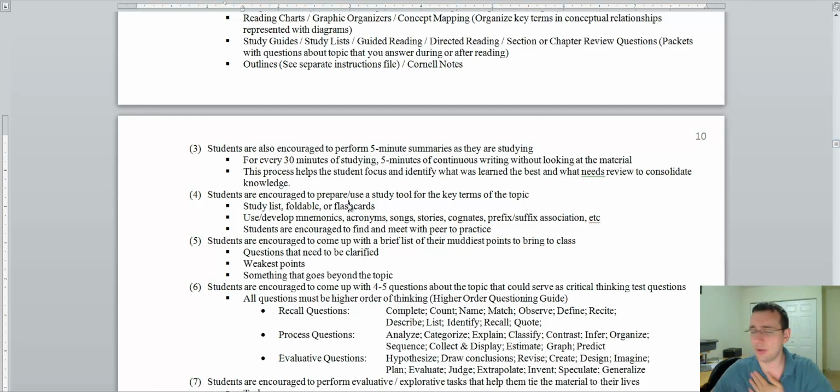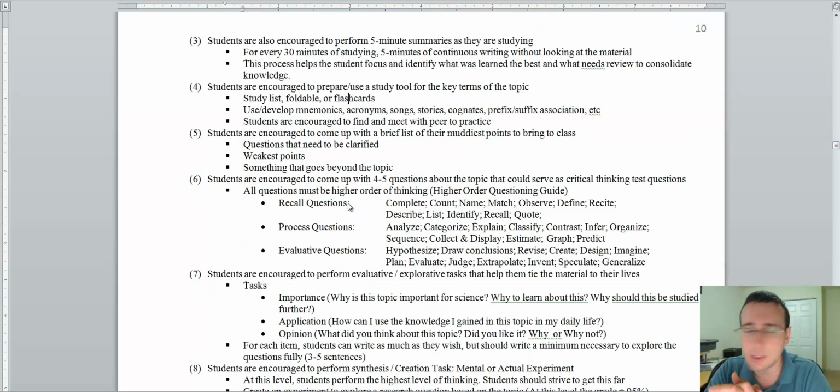Students are also encouraged to prepare using a study tool. Now, once you have collected the information, we're going to go into the next part of what you need to do: a good student studies the information. There's the collecting information part, and then there's the learning information part.